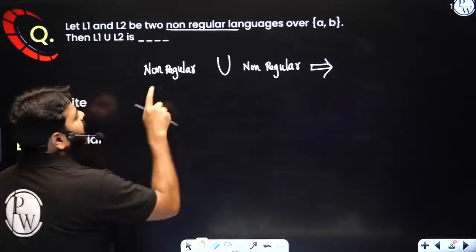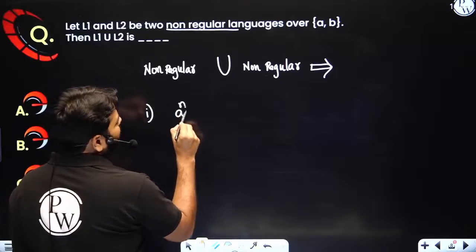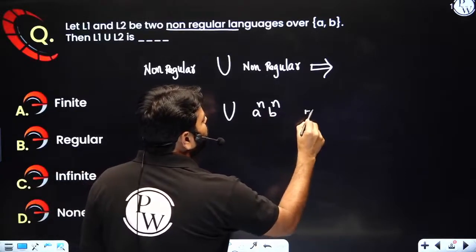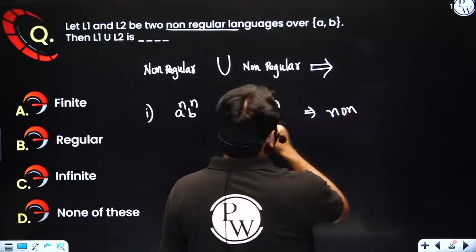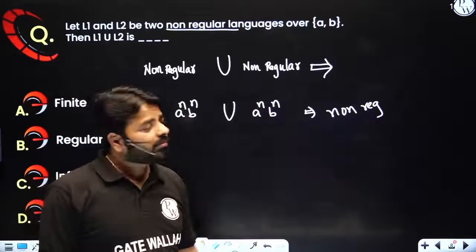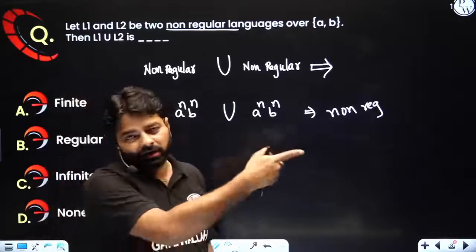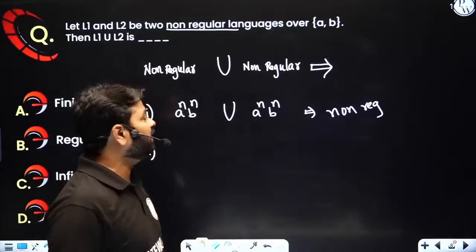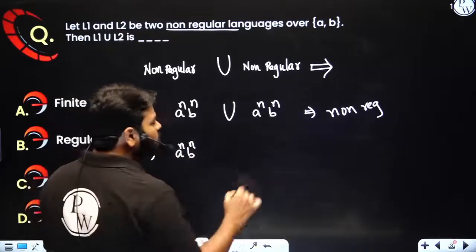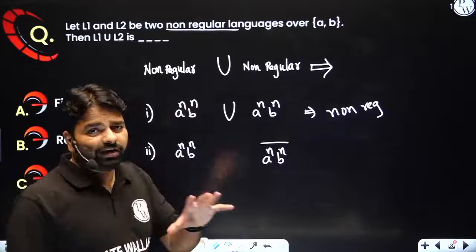In one scenario, I'll take a non-regular language like a^n b^n. I take another one which is the same. Then the result is what? Non-regular, yes or no? Again you get a^n b^n, right? That's okay, you got an example for non-regular. But is there any example where the union of two non-regulars is regular? This is very important. a^n b^n is what? Non-regular. What about its complement? It is also non-regular. It's a very important point.